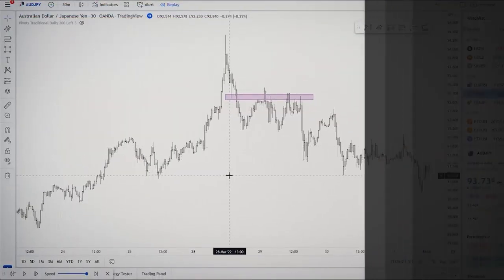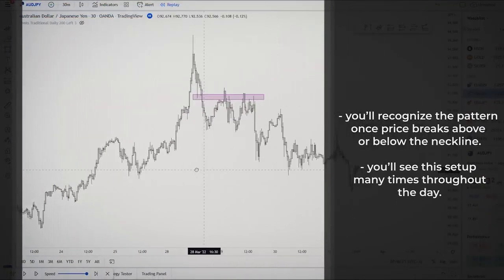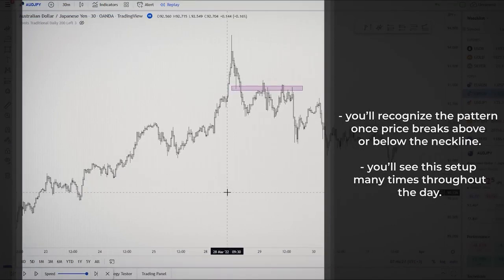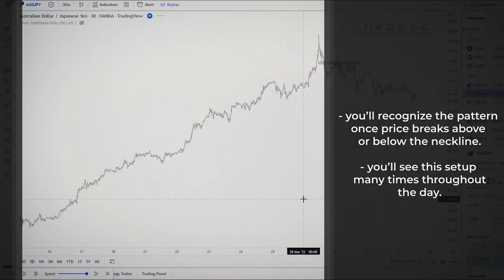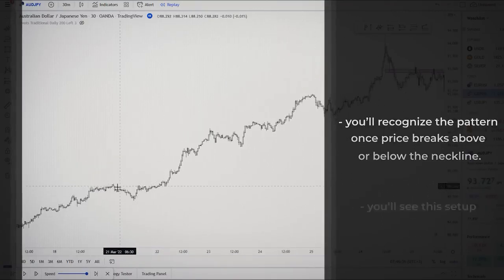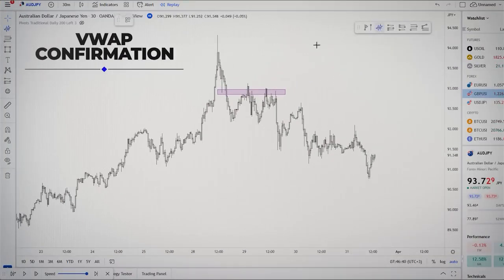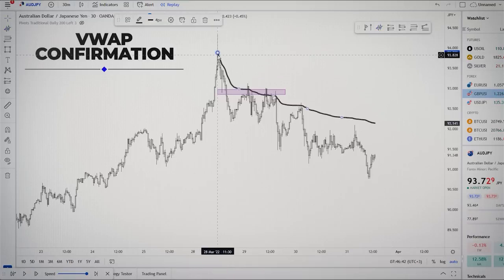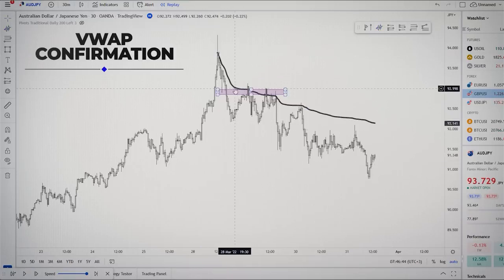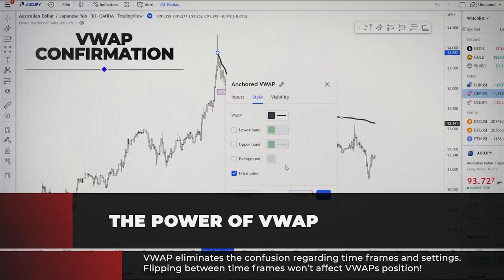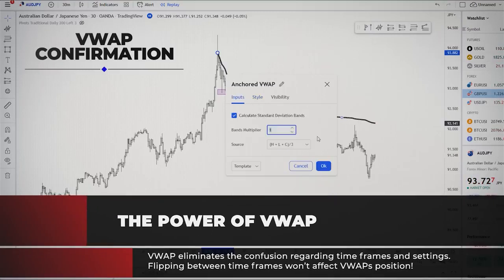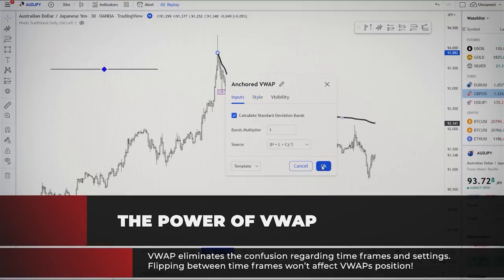Trading V-tops and bottoms can be difficult because you'll recognize the pattern once price breaks above or below the neckline. And another problem is the fact you'll see this setup many times throughout the day. I filter these signals using VWAP because on the VWAP line, you won't see changes in the length or the time frame, unlike moving averages. VWAP eliminates the confusion regarding time frames and settings.